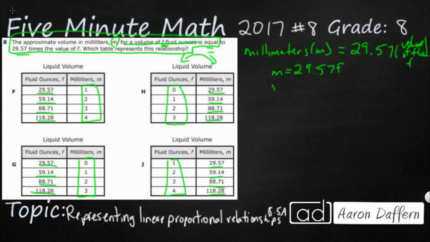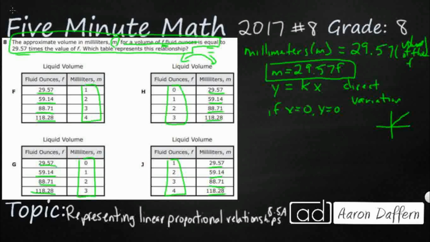Now really what we're dealing with here is what we call direct variation. This is a linear relationship, but direct variation means we don't have any y-intercept. So if x is 0, y is 0. If we were to graph this, it would go through the origin, start right there at that origin, and go up like that. Because if you have 0 fluid ounces, then you have 0 milliliters. That makes sense. And so we're looking to see which of these matches this.